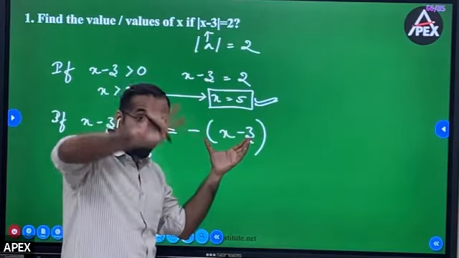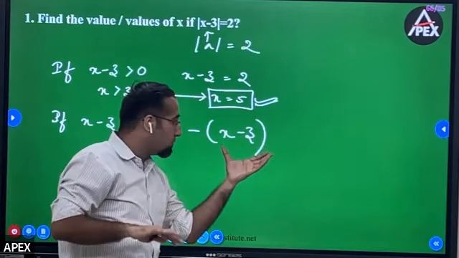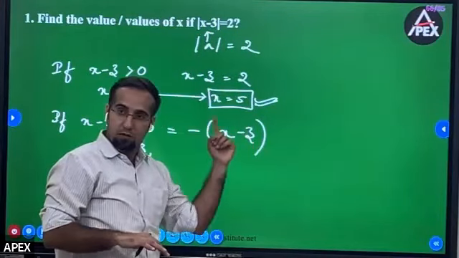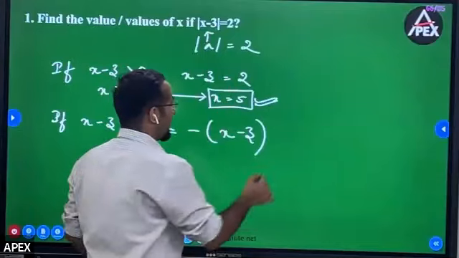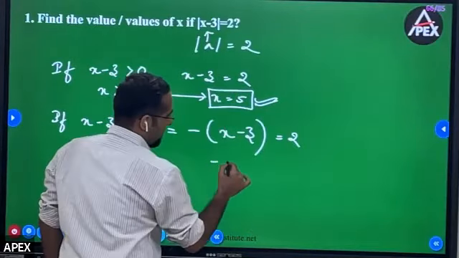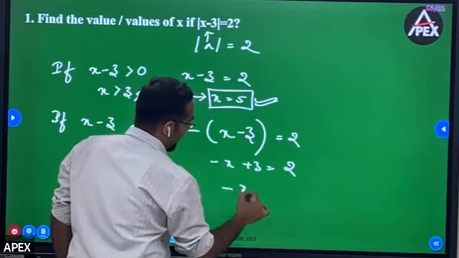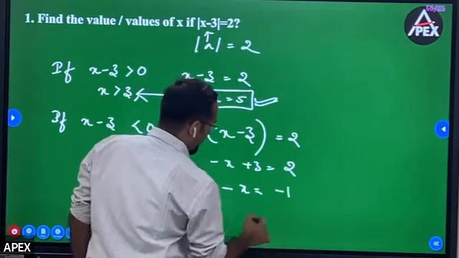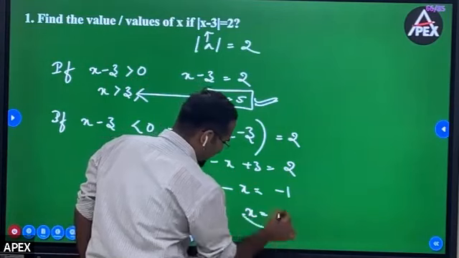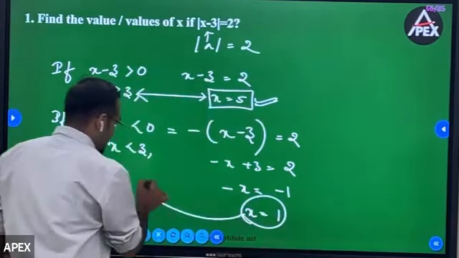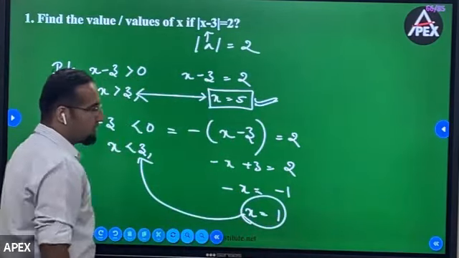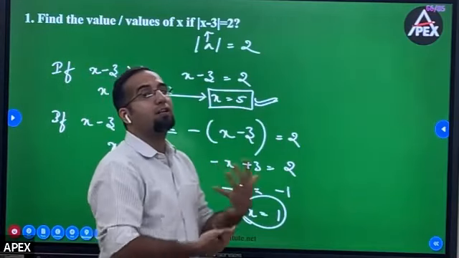Mod a, I have to remove the modulus sign. To remove the modulus sign, this becomes minus a. Now I calculate this is equal to 2. So what do I get? I get minus x plus 3 is equal to 2, or you get minus x is equal to minus 1, or you get x is equal to 1. Again, don't be in a hurry to conclude. Cross check. Are these two matching? Yes, and therefore these are my two answers.